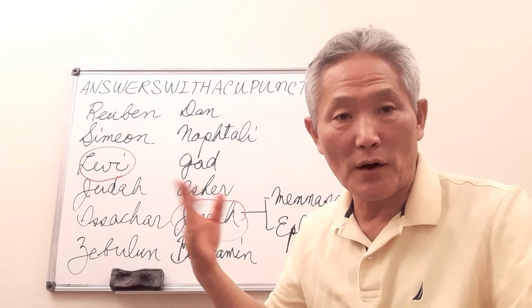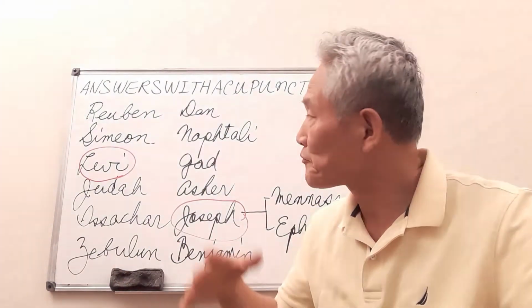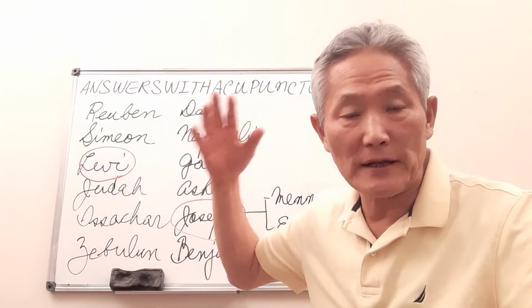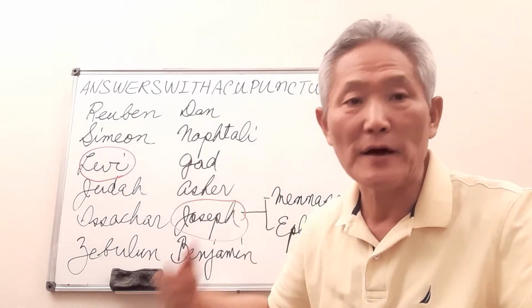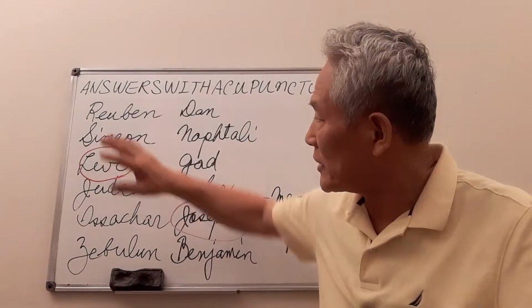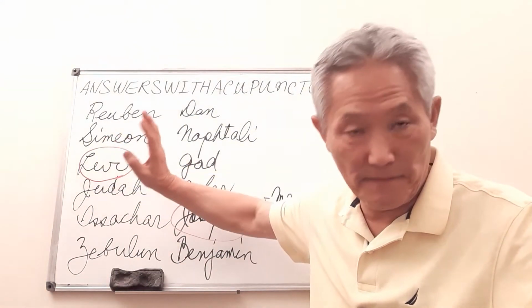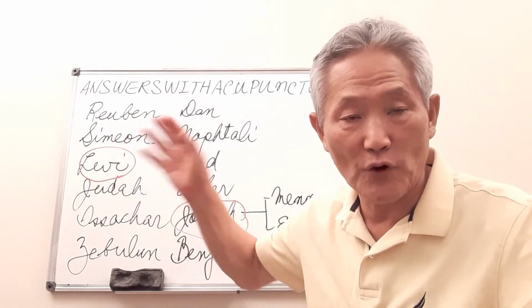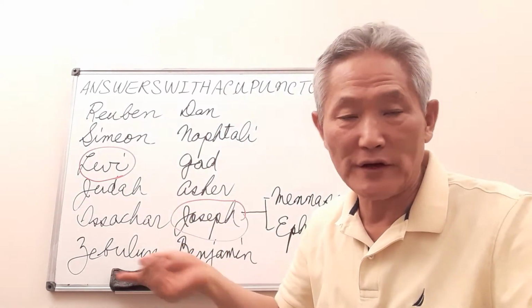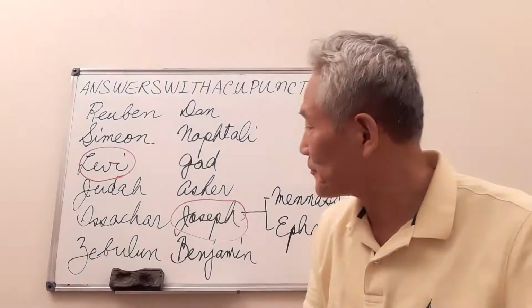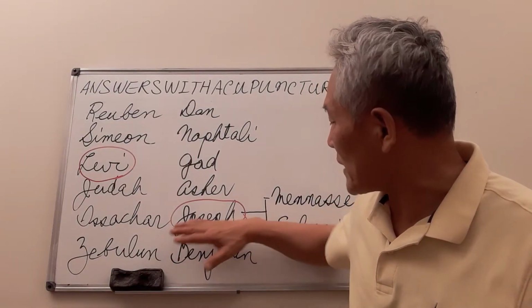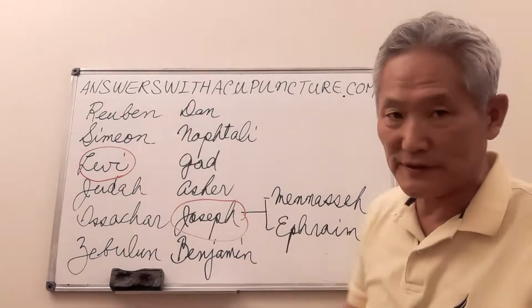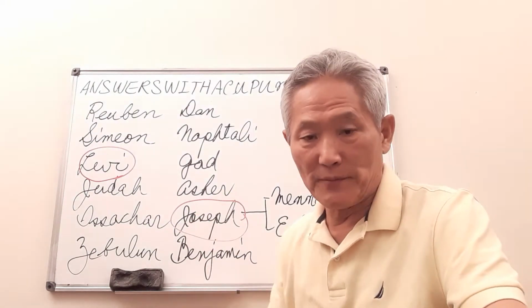But one time God said the Levi tribe belongs to me. So the Levi tribe is out when you count the 12 tribes. But instead, Joseph got 2 tribes in here according to the Bible.